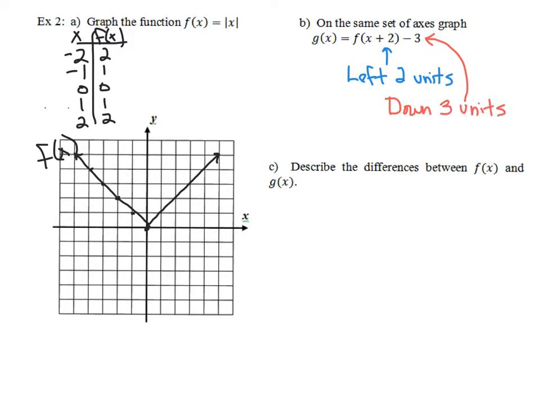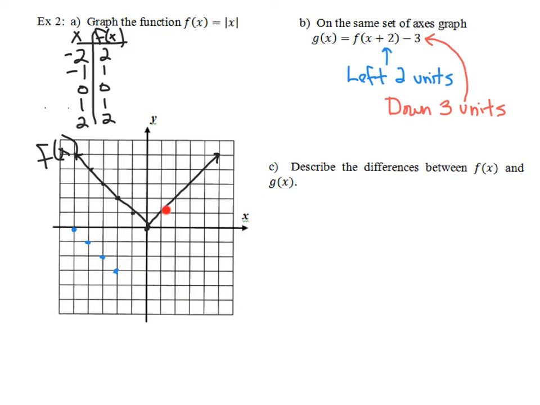So I can go ahead and take every point on my graph and go to the left 2 and down 3. So counting from the point, left 2, down 3 puts my new point over here at -2, -3. I'm going to take every point and go to the left 2, down 3, to the left 2, down 3, and I'm going to get this new graph that looks like a V that has been shifted.